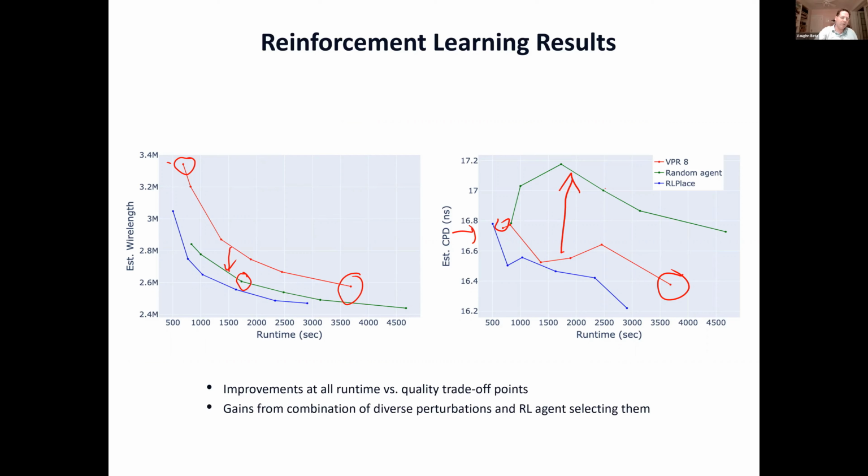When we put the reinforcement learning agent in, we get the blue curve. So it learns how to best exploit these different moves that we put in, and we get an overall better result. The wire length curve and the timing curve shift down and to the left. So the tool becomes faster and gets a higher quality result, basically at every single quality point. So that's why I'm showing the entire curves.